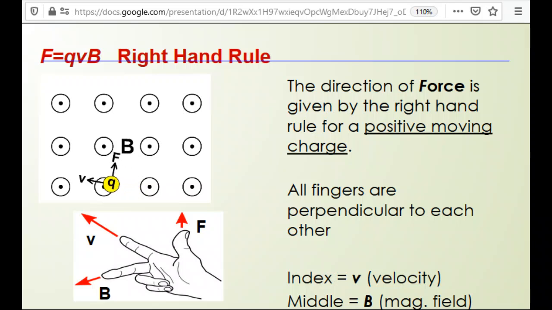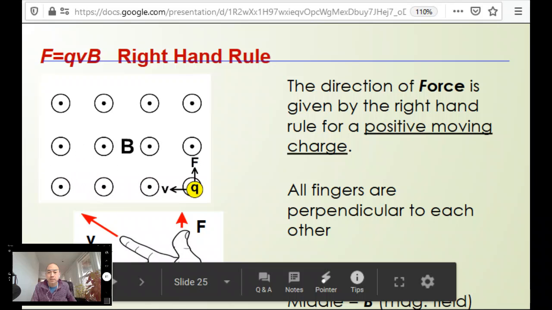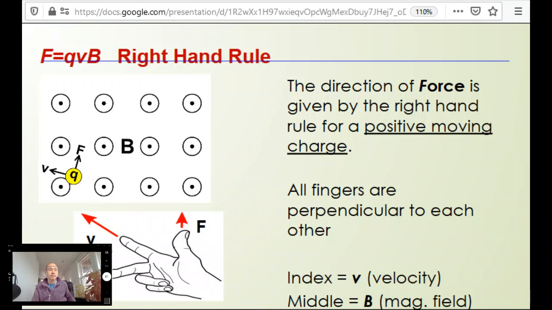So here we've got a charge that's moving from right to left. Let me show the camera here again. Let's see. I think it's this one. Alright, so now you guys can see me. So I'm going to use my finger. I'm going to point to the left with my index finger. That's the direction the charge is moving.